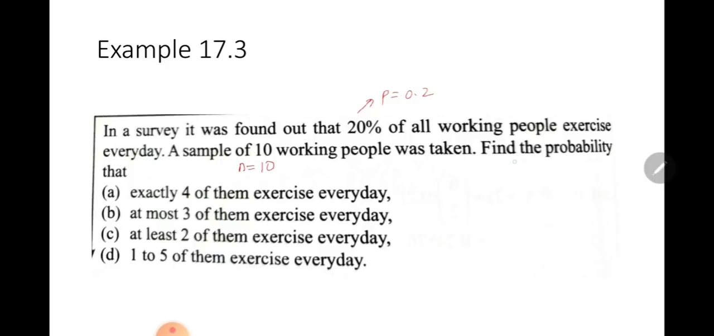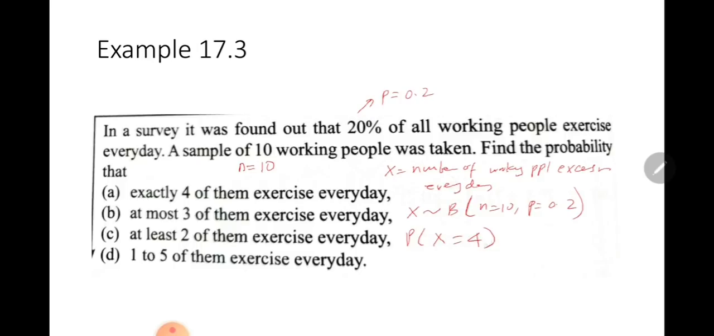So what will be your X? X is the number of working people who exercise every day. So X would follow a binomial with n equals to 10 and p equals to 0.2. Okay, so you want to find the probability that exactly 4 of them exercise every day. So the answer, you use the binomial PDF. So you will get 10C4, 0.2 power 4, 0.8 power 6. Okay, so you have the answer.